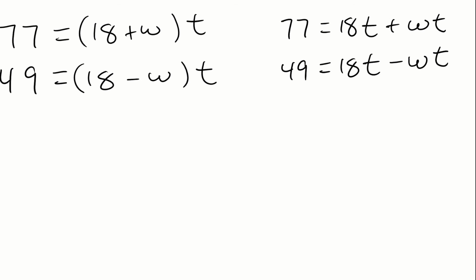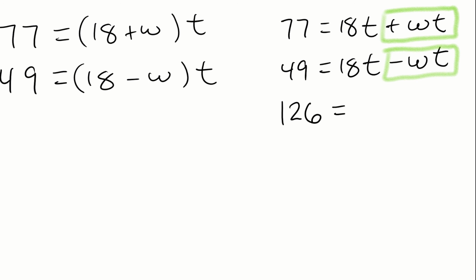This is interesting, a little scary, but it appears nice because I've got a positive wt and a negative wt, and if I combine this system, the wt and negative wt will eliminate. On one side I've got 77 plus 49, which gives me 126, and on the other side I've got twice 18, or 18 plus 18, which is 36t.